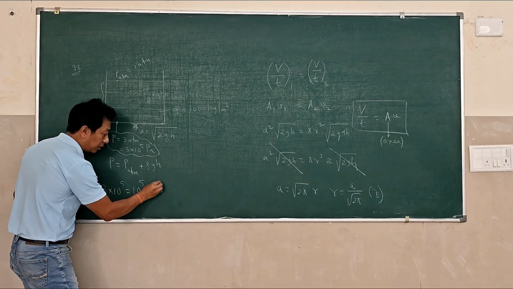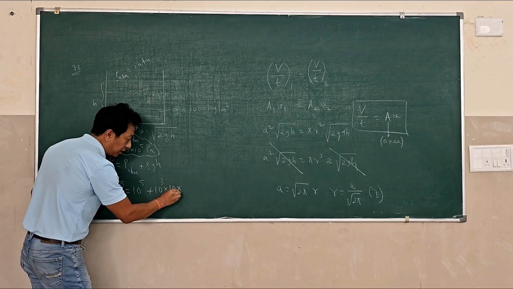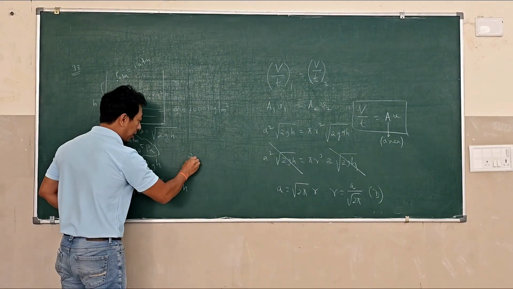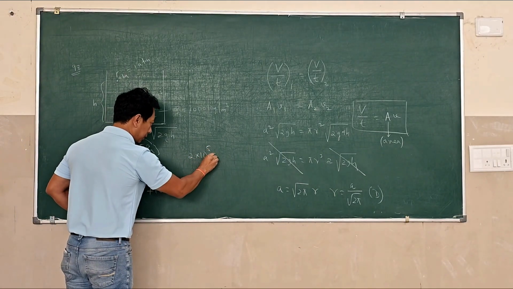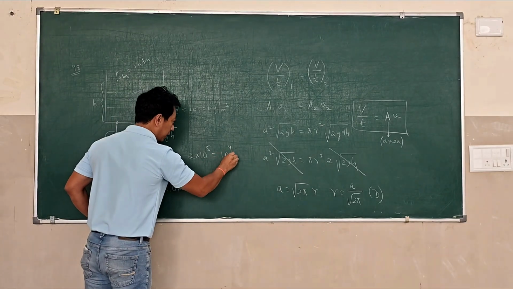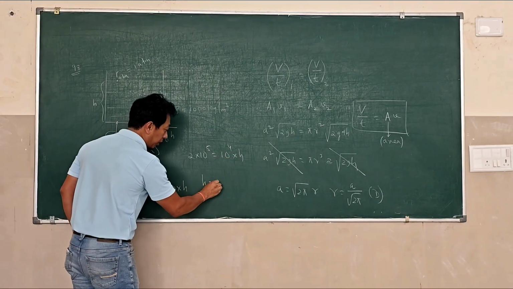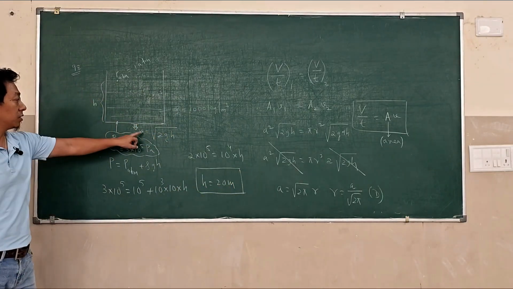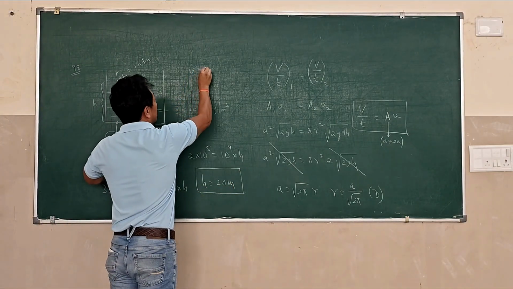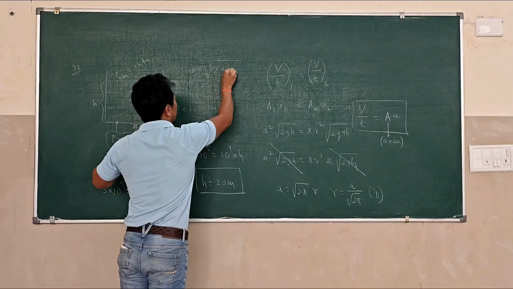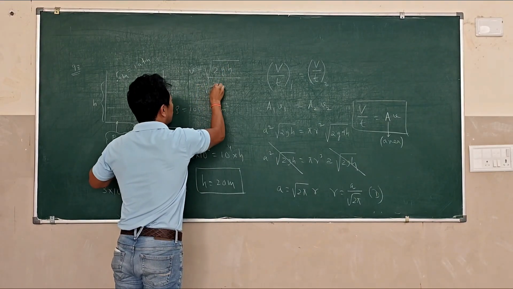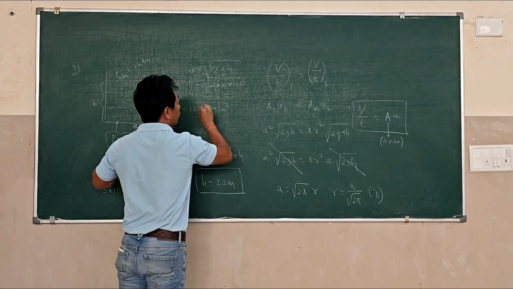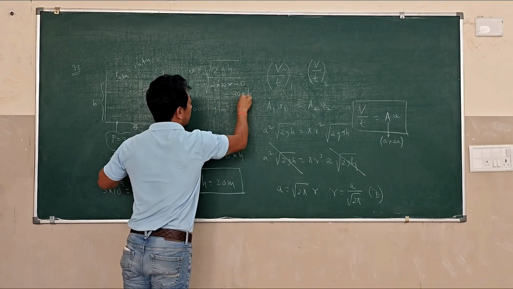Plus density of water 10 power 3, g I will take 10, h. This will come here: 2 into 10 power 5 is equal to 10 power 4 into h. So h will be what? 20. Once we know h, what is the velocity of efflux? Square root of 2gh. Square root of 2 into 10 into what is h? 20. 400 square root is 20 meter per second.